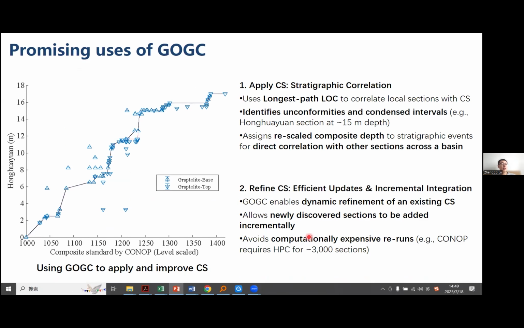And also here are some promising uses we see for our GeoGC program. First, as has been introduced by Professor Fan, we could use our GeoGC to apply any existing composite sequence to do the stratigraphic correlation. For example, here we use our longest path LOC to correlate a local section named Honghuayuan with the composite standard generated by the CONOP.